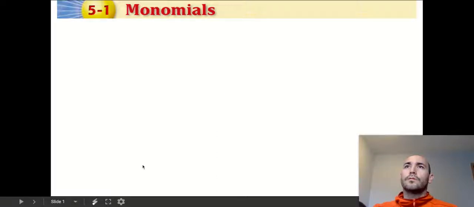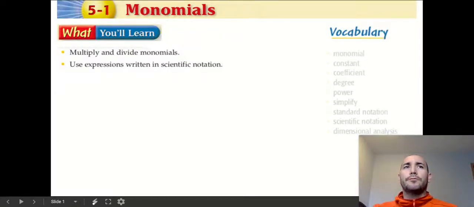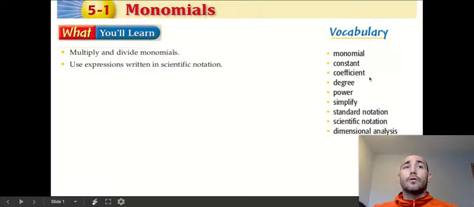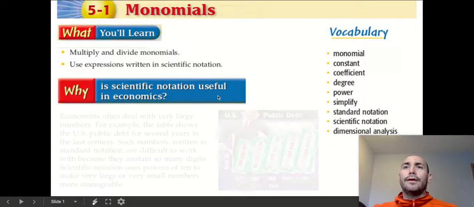All right, so we're starting with chapter 5, lesson 1 on monomials. In this lesson, we're going to learn how to multiply and divide monomials and use expressions written in scientific notation. Some of the vocabulary to keep track of is: what is a monomial, what is a constant, what is a coefficient, what's a degree, what's a power, what does it mean to simplify, what is standard notation, what is scientific notation, and dimensional analysis.